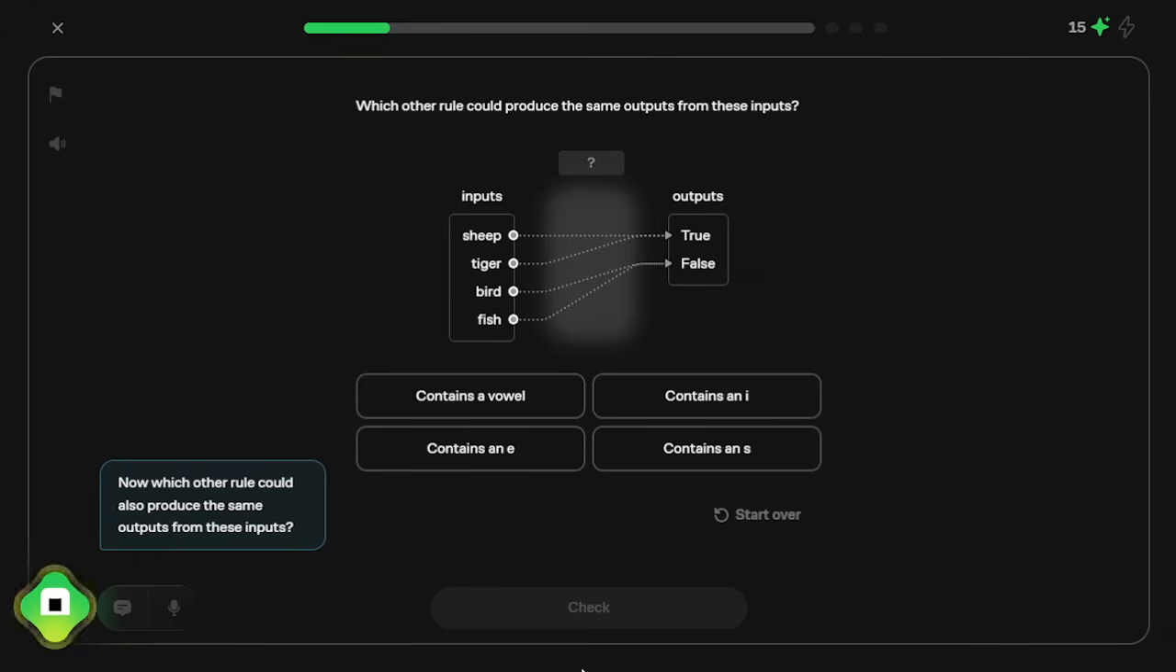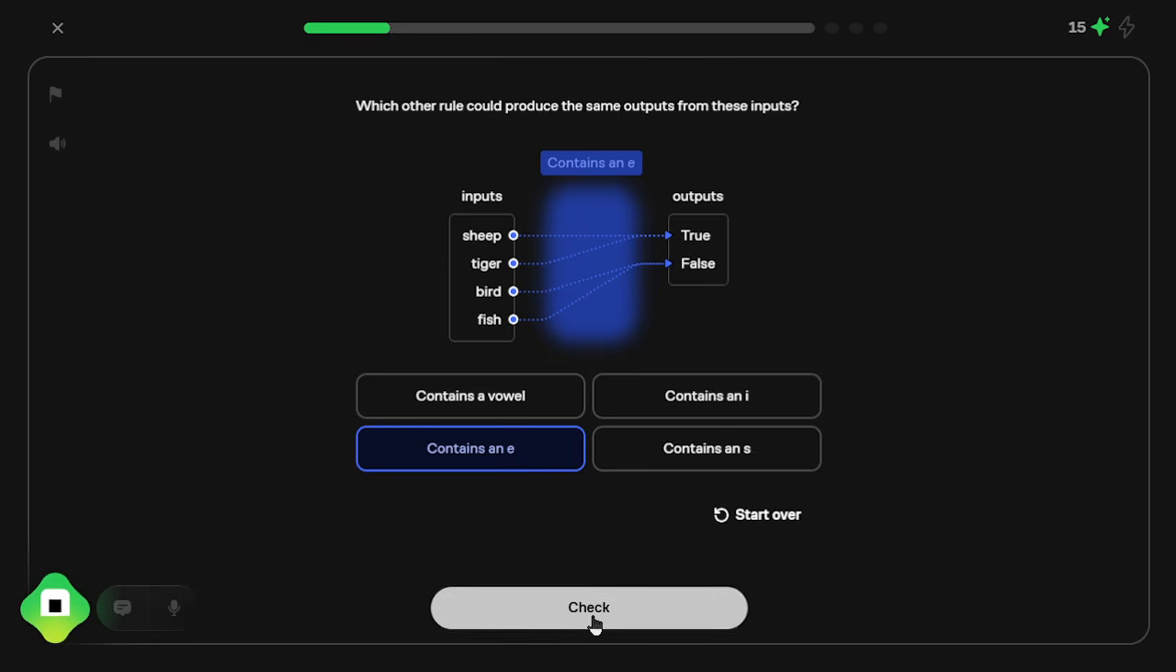Now, which other rule could also produce the same outputs from these inputs? Another one: contains a vowel, but the fish does too. Contains an I, but the fish does as well. Contains an E, but the fish doesn't. So maybe that's the correct answer.